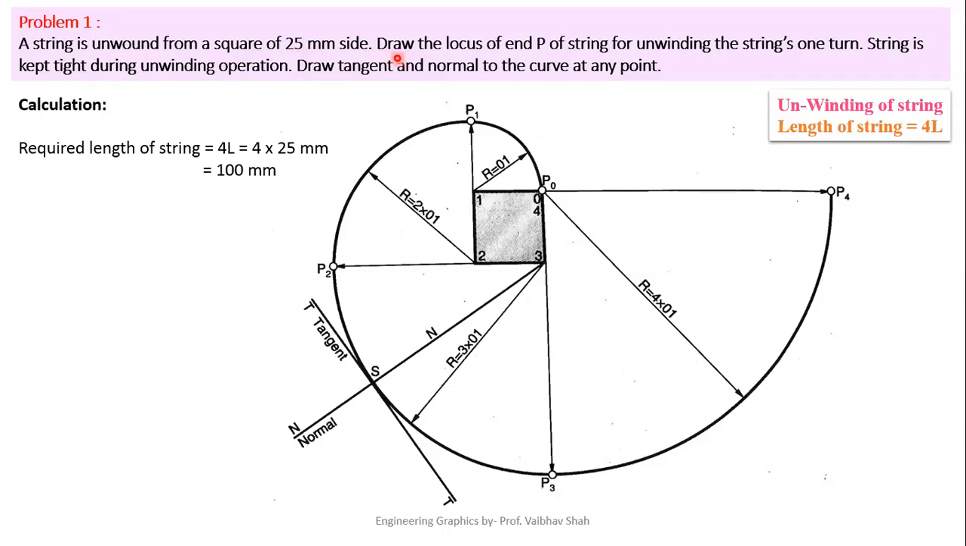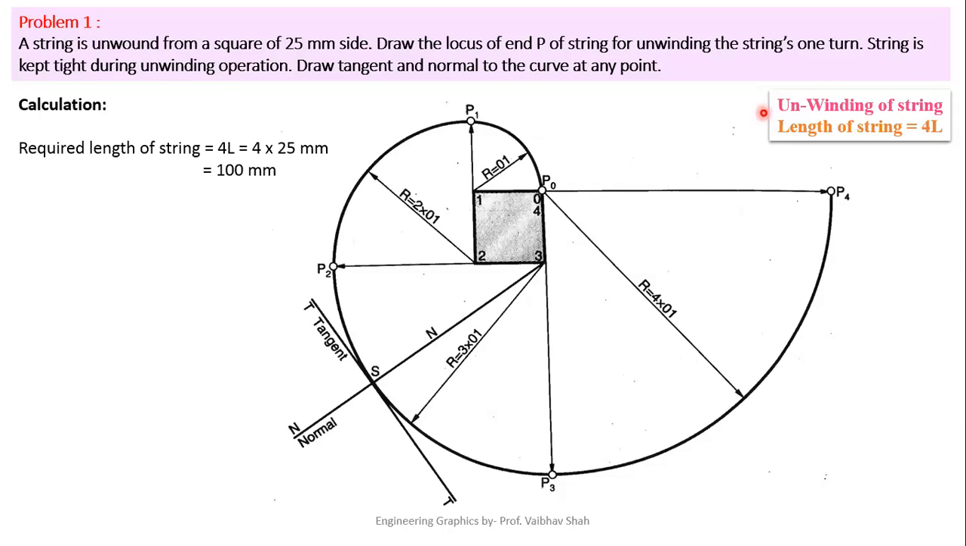Another thing is you have to draw the locus of endpoint P of the string. So now, whenever you look for these lines, draw the locus of endpoint of string, that means you have to simply draw the involute of any object whichever is given to you. Now, lastly, we have to draw tangent and normal to the curve at any point. So you can select point anywhere on the curve, and at that point you have to just draw tangent and normal.